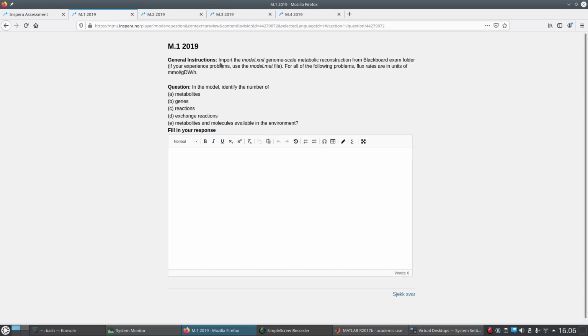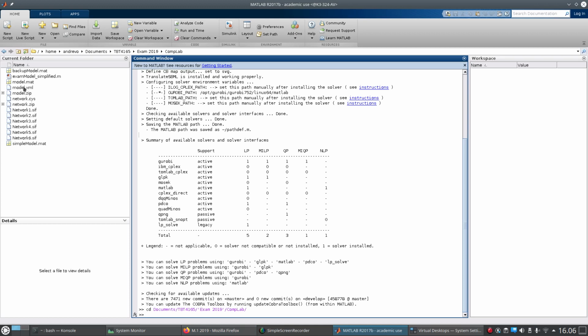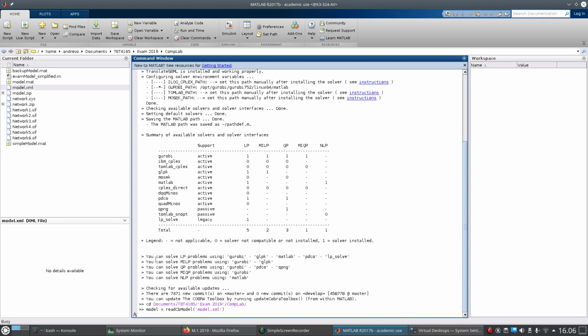So, the first one here is purely about reading in model.xml and then just quantifying some of the attributes of that metabolic model. So we have here model.xml, which is an XML file, and so we'll read that in by just doing model equals readCbModel. We can specify the model name or file name as a string. We can also just have it without the string, and then we would get a prompt, and then we could pick it out. But here the name of the model is pretty simple, so you might as well just type it all out.